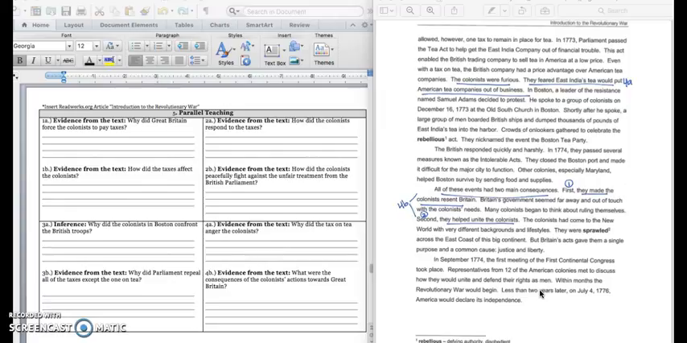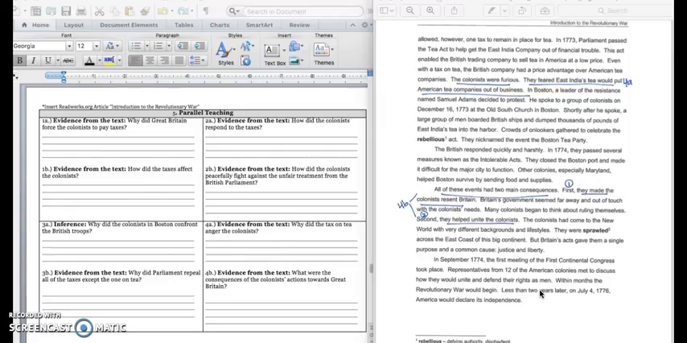In 1773, Parliament passed the Tea Act to help get the East India Company out of financial trouble. This act enabled the British Trading Company to sell tea in America at a low price. Even with the tax on tea, the British company had a price advantage over American tea companies. The colonists were furious. They feared East India's tea would put American tea companies out of business.